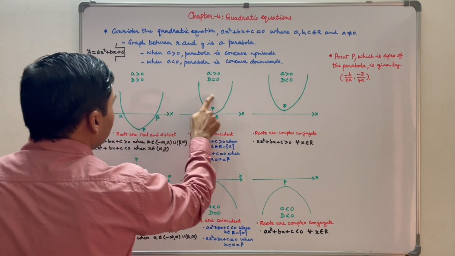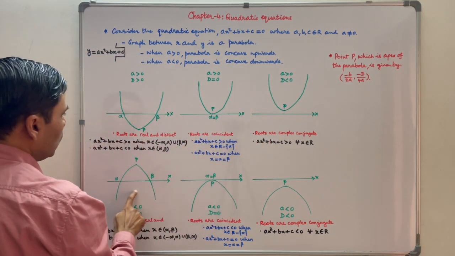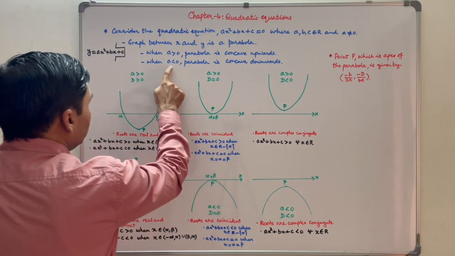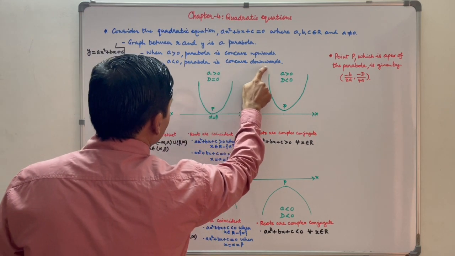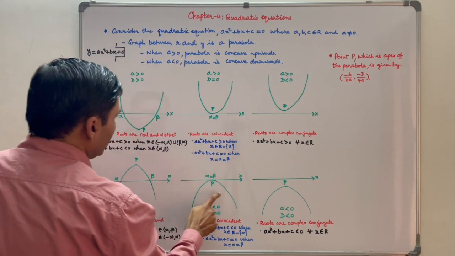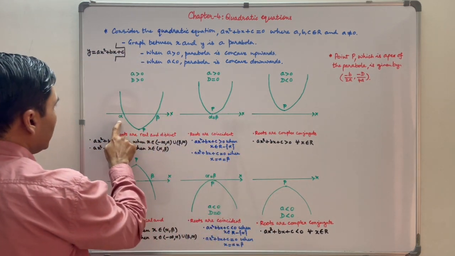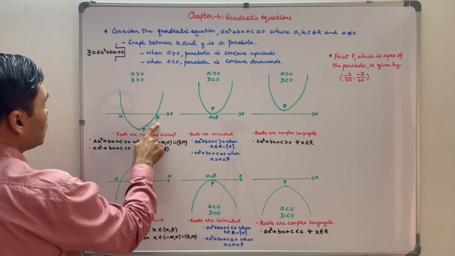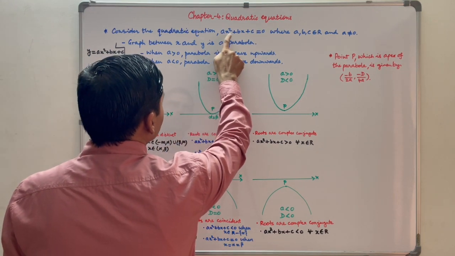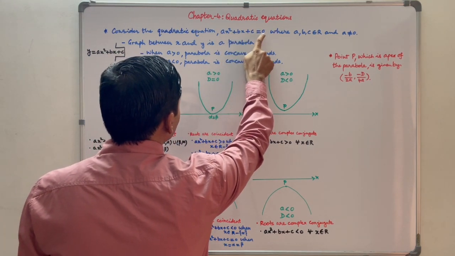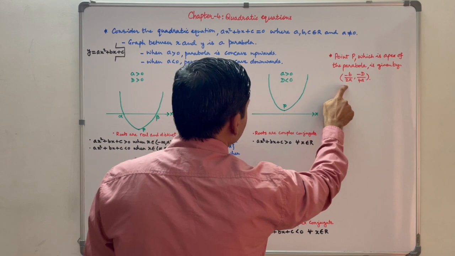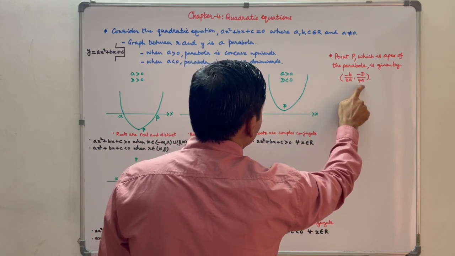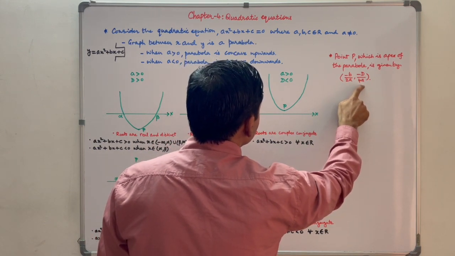Its mouth is open upwards. In figure 4, 5 and 6, a is less than 0 and the parabola is called concave downwards. Its mouth is open downwards. Alpha and beta are two roots of the quadratic equation ax square plus bx plus c is equal to 0. Point P is called apex of the parabola. It is given by the coordinates minus b by 2a, comma, minus d by 4a, where d is discriminant.